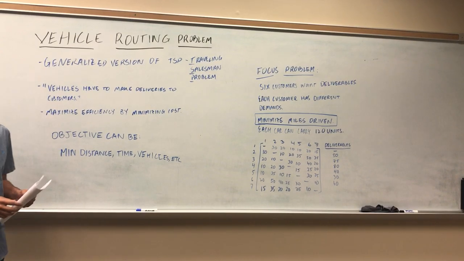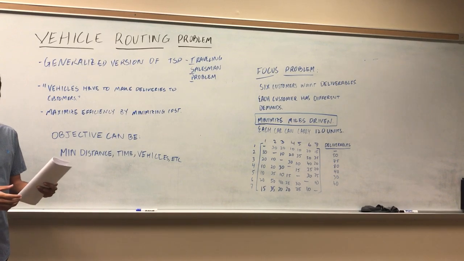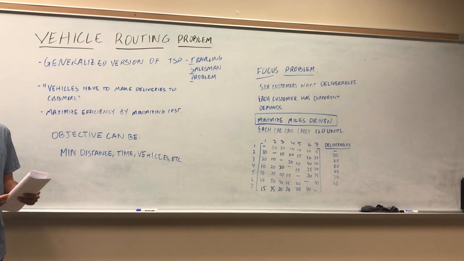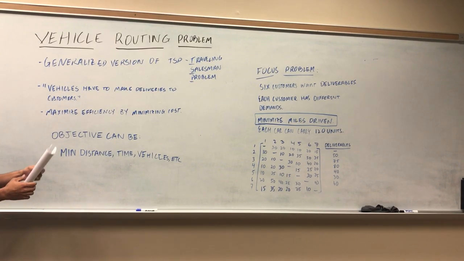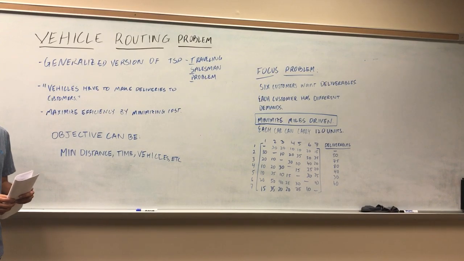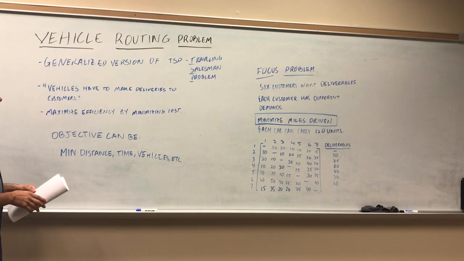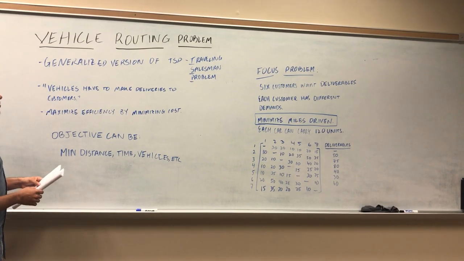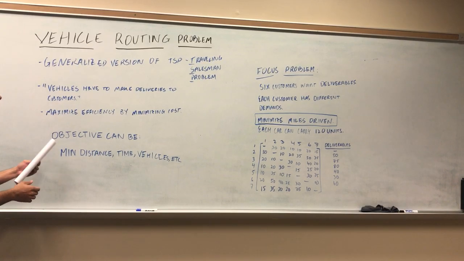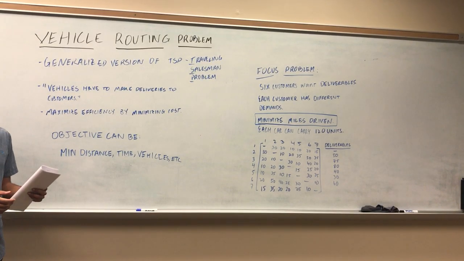The VRP is a little bit more complicated in that you have multiple vehicles, so basically multiple traveling salesmen, and you also have a limit on the quantities that your vehicles can carry. The main goal of the vehicle routing problem is maximizing the efficiency of your logistics company by minimizing cost. The main idea is that vehicles have to make deliveries to customers in different cities.